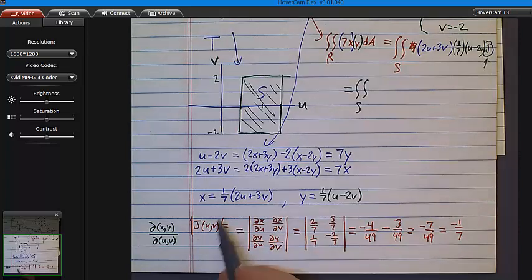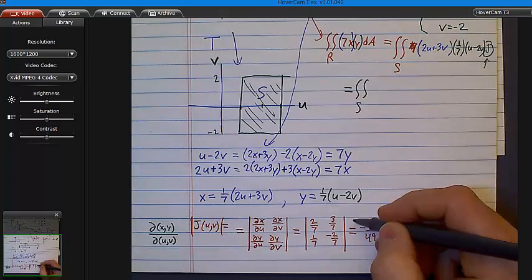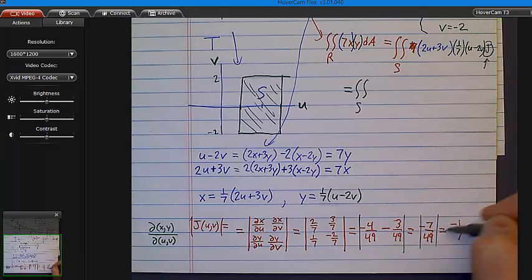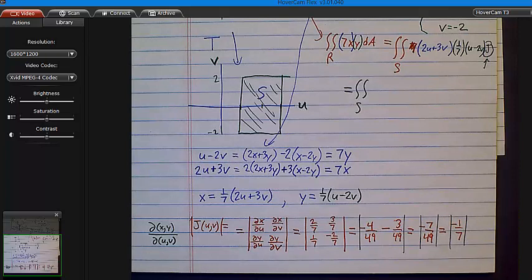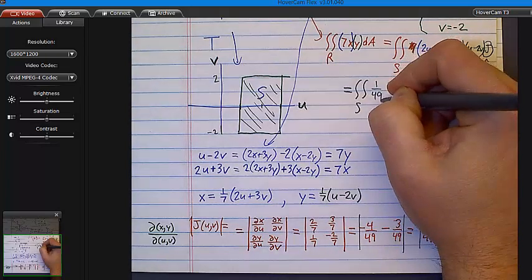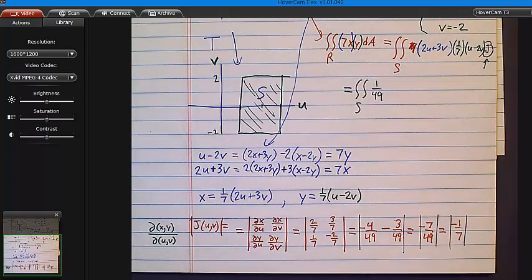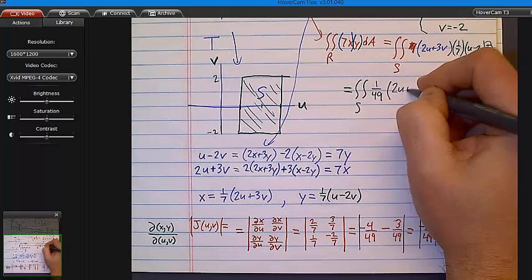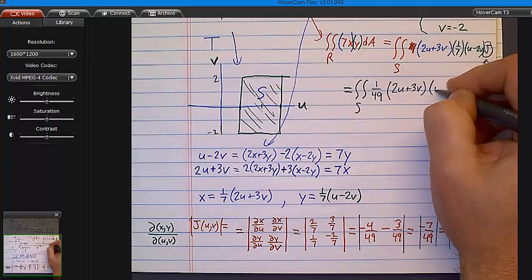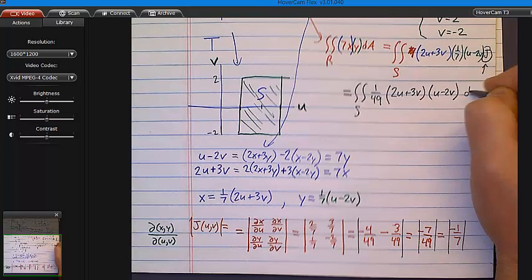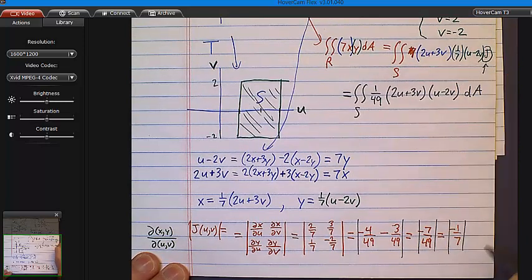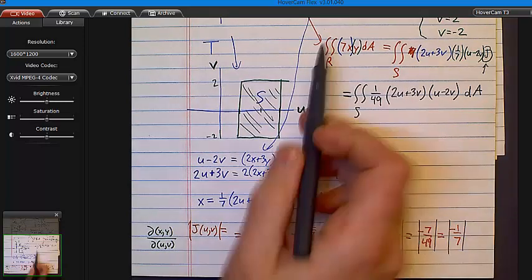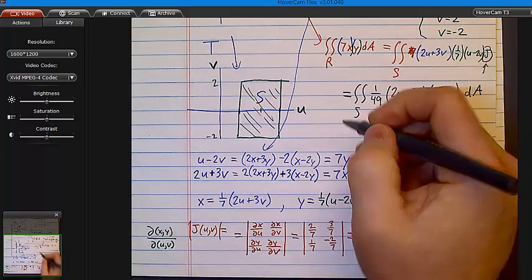Notice that there's bars here, okay? I want these to be an absolute value so that I end up multiplying by 1/7. Okay. So I get 1/49 times what? Well, times 2u plus 3v times u minus 2v, and that's dA. So it's a little bit of a mess, but I think from this point on everything should work fine.